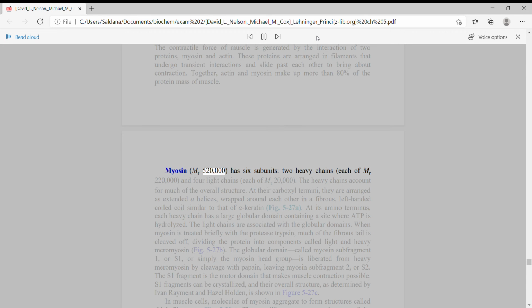Myosin, Mr 520,000, has 6 subunits: 2 heavy chains, each of Mr 220,000, and 4 light chains, each of Mr 20,000. The heavy chains account for much of the overall structure. At their carboxyl termini, they are arranged as extended alpha helices, wrapped around each other in a fibrous, left-handed coiled coil similar to that of alpha-keratin, Fig. 5-27a. At its amino terminus, each heavy chain has a large globular domain containing a site where ATP is hydrolyzed. The light chains are associated with the globular domains.